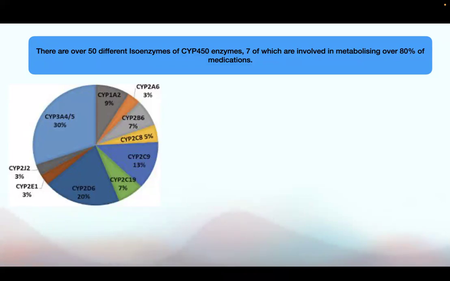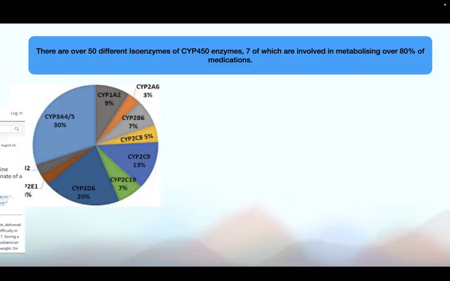CYP2D6 is a major one. Again, 20% are responsible, and somewhat miscellaneous you will have here. The example, CYP2C9, is 13%. Then we have 9%, this is CYP1A2, then 7% CYP2B6, 5% CYP2C8, and 3% we have CYP2A6, CYP2J2 and CYP2E1. So these are again miscellaneous enzymes, but you can take examples of CYP3A4, 5, CYP2D6 and CYP2C9. These are major, and 80% of drugs are metabolized with the help of these enzymes.